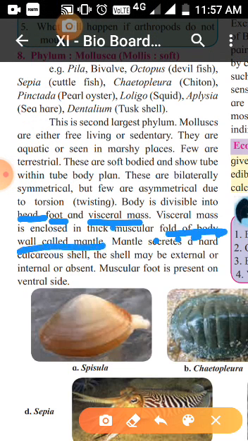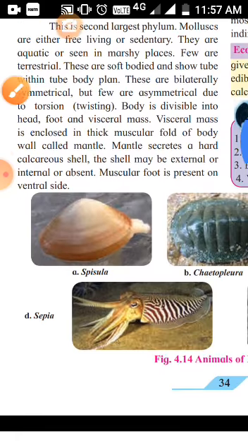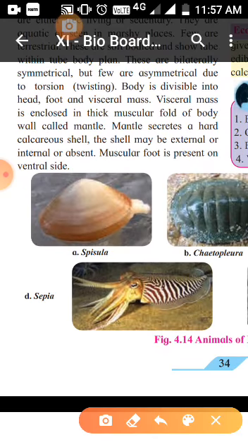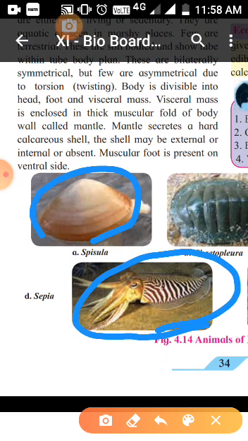Mantle क्या बनाता है? एक hard calcareous shell बनाता है जो कि कई बारी बाहर प्रेजेंट पाए जाते हैं. कुछ ऑर्गेनिज्म में बाहर मिलते हैं और कुछ ऑर्गेनिज्म में बॉडी के अंदर. Let's see this diagram, this picture. यहाँ पे देखो मैंटल ने जो शेल बनाया वो बॉडी के बाहर है, लेकिन this organism has got the shell inside the body. So shells are of two types, external skeleton, exoskeleton, and internal one.